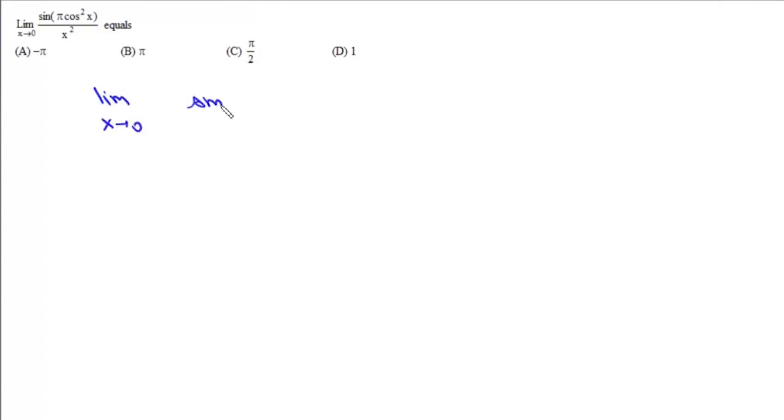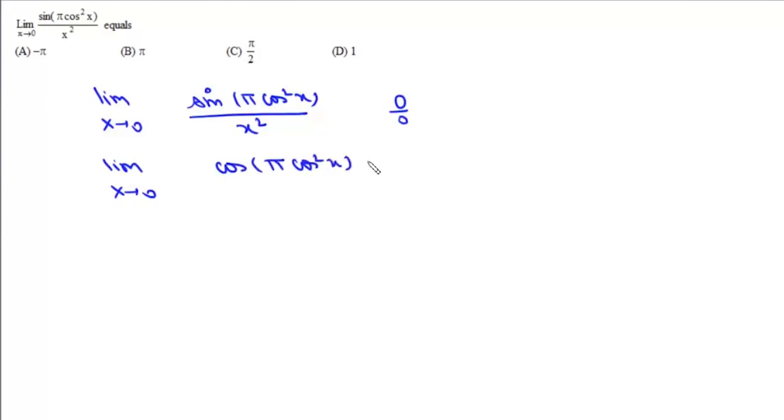Now here the question is, we need to solve this limit, which is limit x tends to 0 sine pi cos square x upon x square. Now sine pi is 0, so this is 0 upon 0 form. We'll use L'Hopital's rule, so it'll be limit x tends to 0, cos(pi cos square x) into pi into 2 cos x into minus sin x, whole divided by 2x. Now this 2 and 2 will cancel.